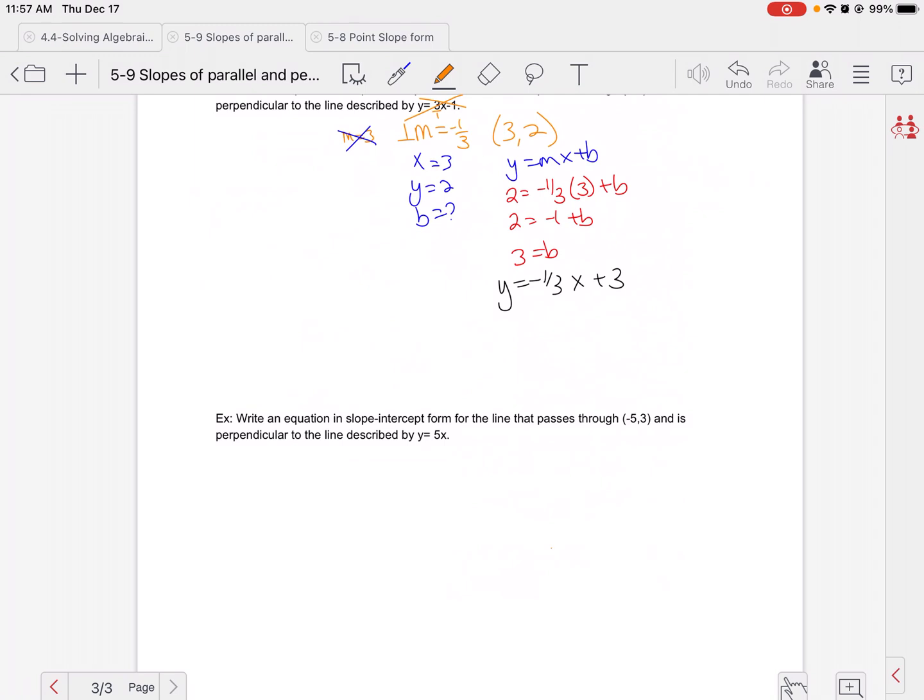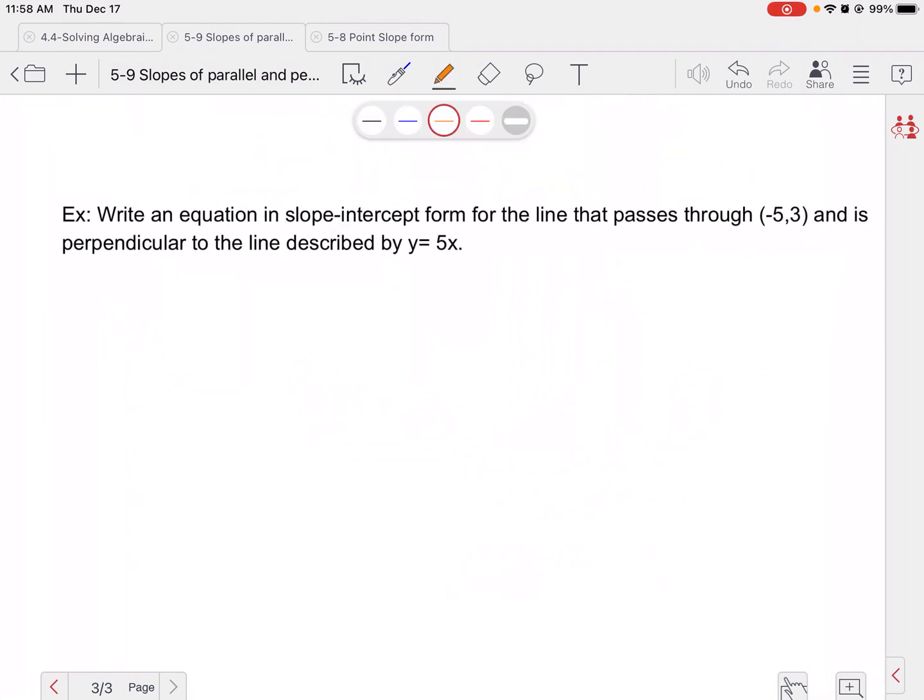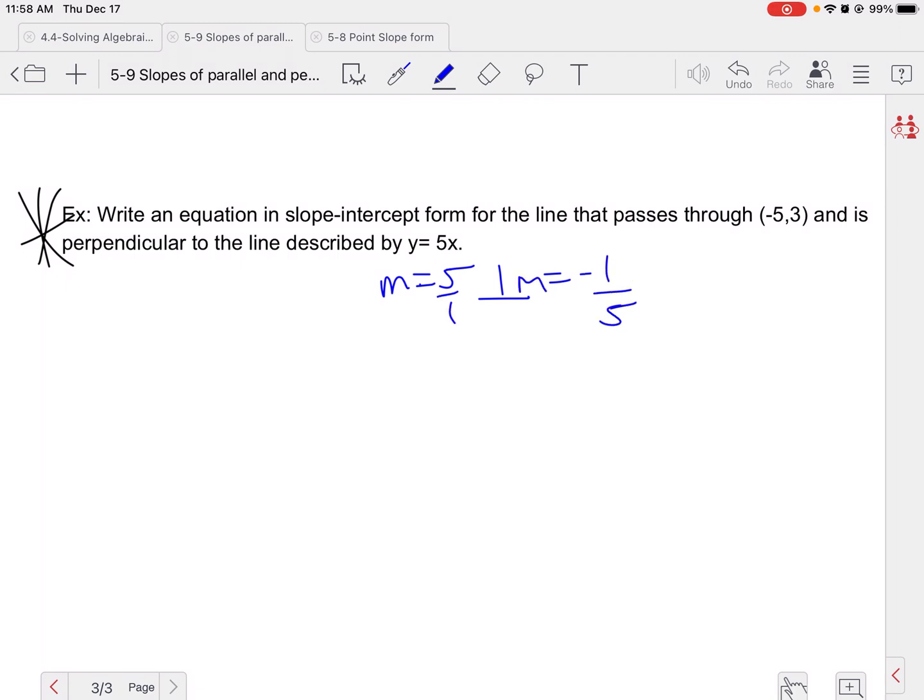All right. Why don't you go ahead and try this one on your own and see what you get. So again, I'm looking at this equation and I see that the slope here is 5. So my perpendicular slope would be, since 5 over 1, negative 1 over 5, because we flipped the fraction, flipped the sign. I'm never going to use this again. So I have x, y, and b. We don't know b. We know y is 3 and x is negative 5.